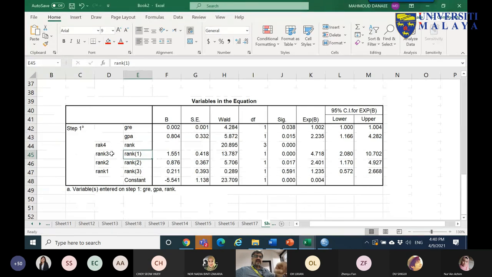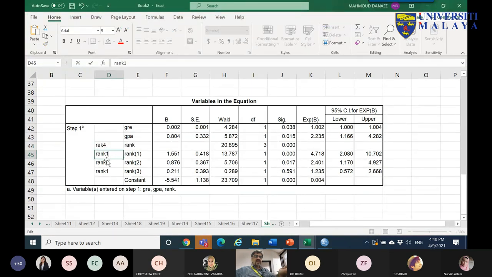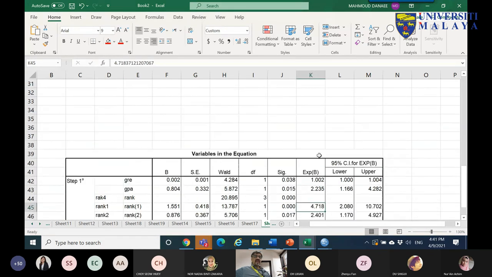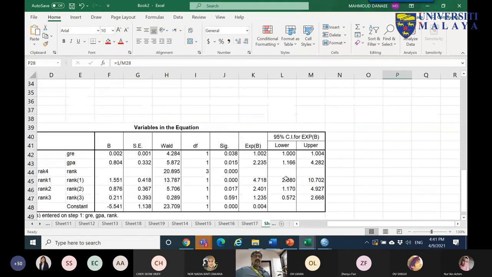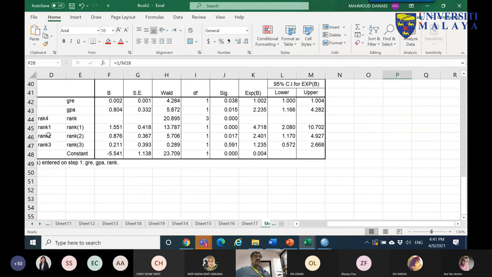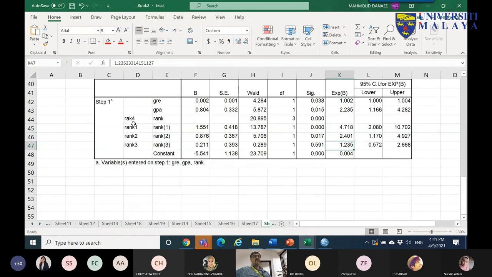So here, this is rank 4, this one is rank 1, this is rank 2, and this is rank 3. If you graduated from rank 1 compared to a school of rank 4, you have 4.7 times the chance to be accepted. Can you see this number here? 4.7 times, almost the same number. They are not exactly the same, but very close. If you graduated from a school of rank 2 compared to rank 4, you have 2.4 times the chance to be accepted by that school. And if you graduated from a school of rank 3 compared to rank 4, you have only 20% of the chance to be accepted. So this is the way that we interpret the results.